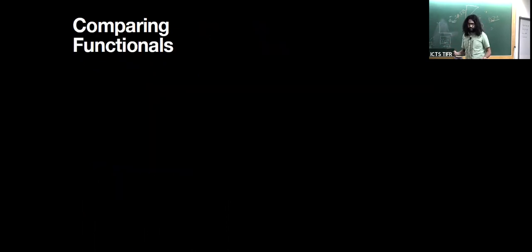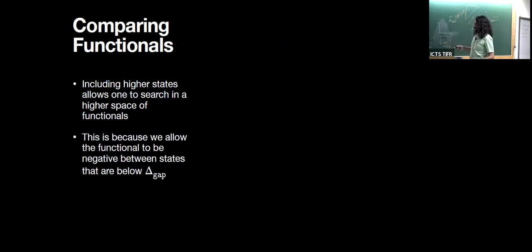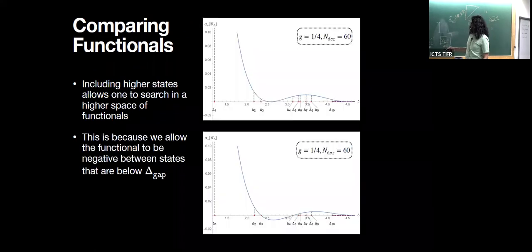So why does doing this help? Doing this helps because including higher states actually allows us to search in a higher space of functionals. And that's because, as I said, we allow the function to be negative. So in the case where I had only 2 states, you see that this functional has to be above 0 after delta 2. But if we include 10 states and force the functional to be greater than 0 only at the states themselves, it's able to access this area as well, and that actually helps it.